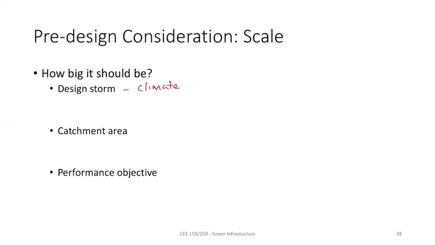For instance, in LA, the storm event will be the 85th percentile, 24-hour storm. So you know what that number is for different locations, and that's the rainfall intensity. You have to capture and treat all the stormwater for that kind of rainfall.